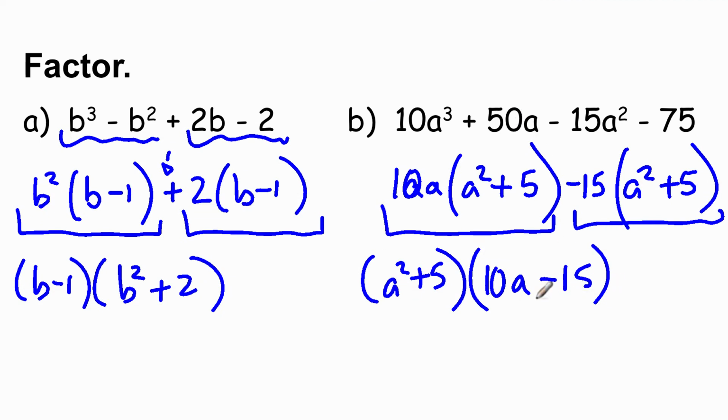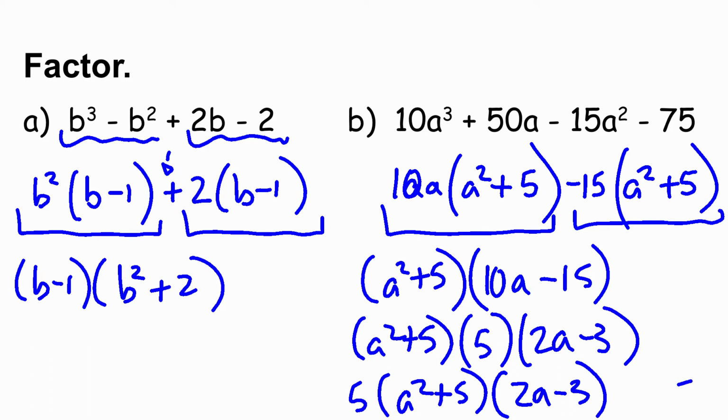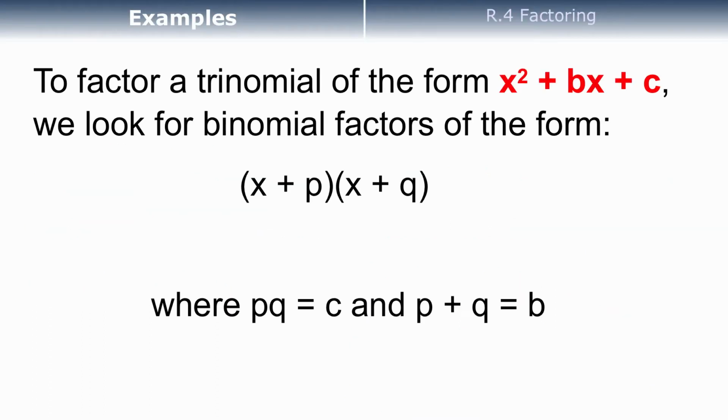One thing I just noticed with this one is that I could take a common factor out of that too. Maybe I should have taken a common factor out of the first one to begin with. But I could take a common factor out now. It'd be a common factor 5, and that would leave me with a 2a minus 3. So this would be the complete factorization of that. Typically, if I have a number like that, we put it out front. So I could write it as 5 times a squared plus 5 times 2a minus 3. So that's probably the answer they'd have in a book for you. So that's factoring by grouping.